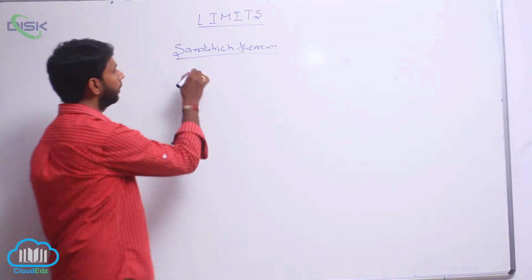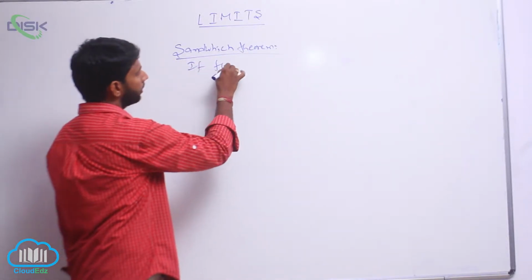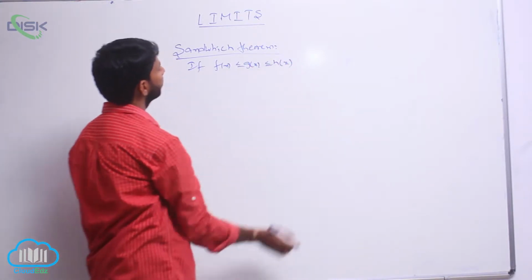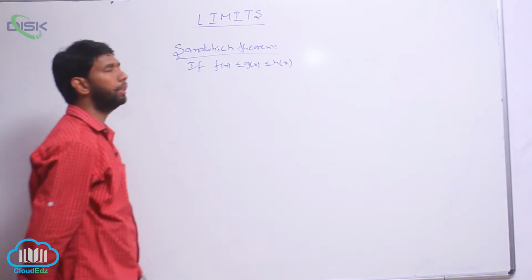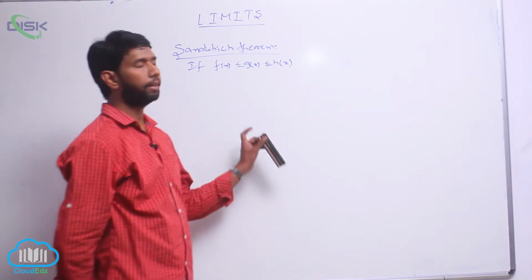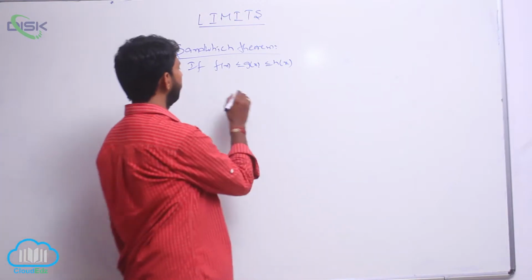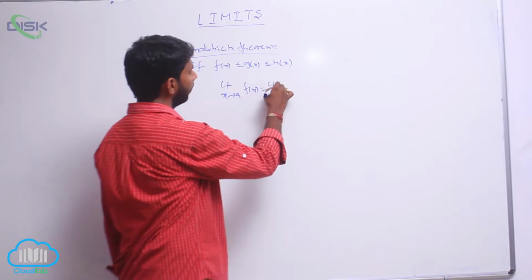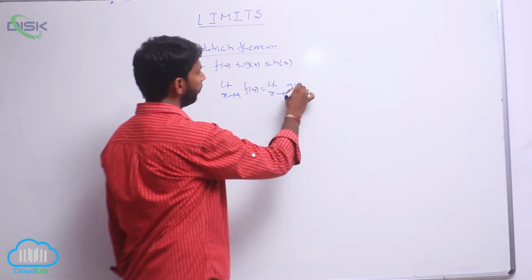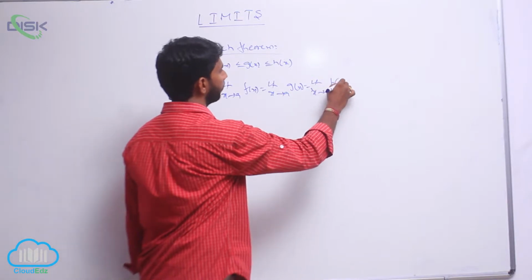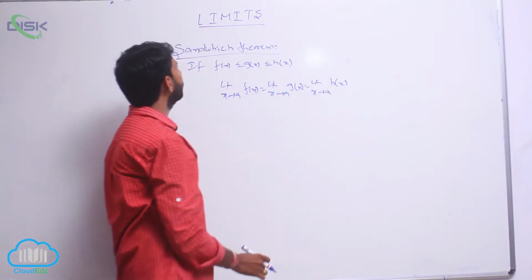Sandwich theorem. If f(x) ≤ g(x) ≤ h(x) is defined in the deleted neighborhood of a, and the limit as x approaches a of f(x) equals the limit as x approaches a of g(x) equals the limit as x approaches a of h(x).